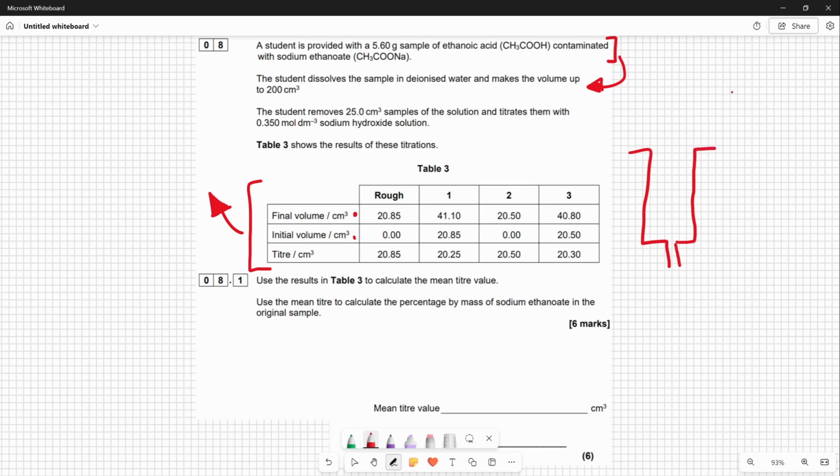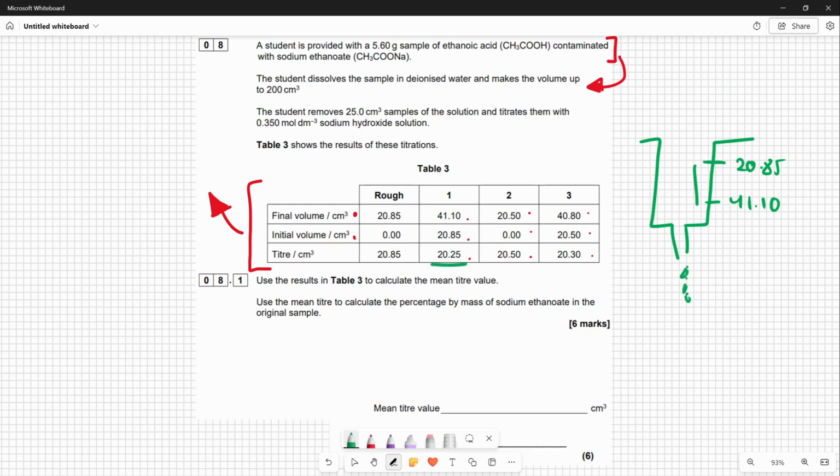So I've just drawn it out over here for you to visualize. Let's say our initial volume is up here and our final volume is up here. We're trying to find out this volume, the volume used, the volume of sodium hydroxide required to titrate it, and that is our titer. And the way we do that is we subtract the initial volume from the final volume and we get the titer. So if you look at table 1 in particular, we'll draw a burette out for that. Its initial volume is going to be like 20.85 and its final volume is 41.10. We find the difference between these two, and that is the titer, which is this.